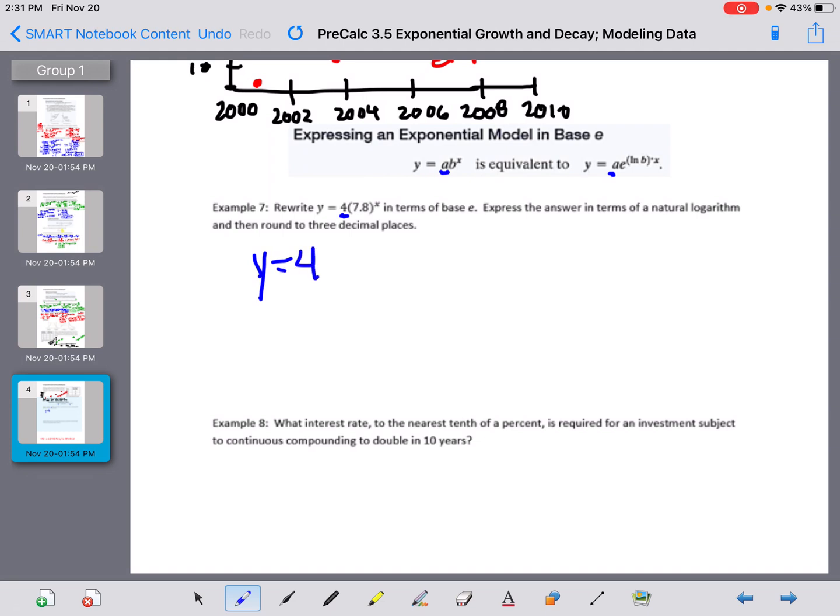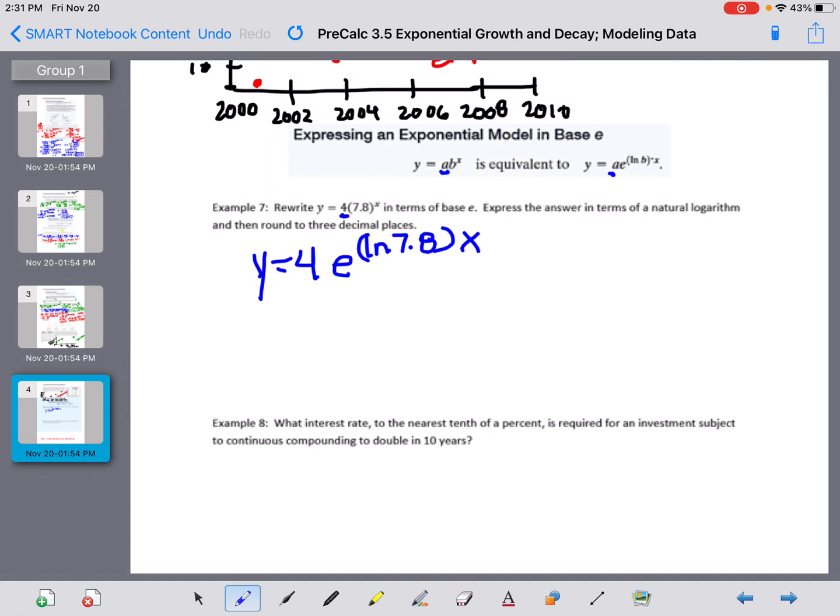I take the 7.8 to the x, and I take it to e to the natural log of 7.8 to the x, okay? So it's taking it, kind of like before, we would have crossed off the e in the natural log, and we would have just made it 7.8x, okay? Which is what we see there.